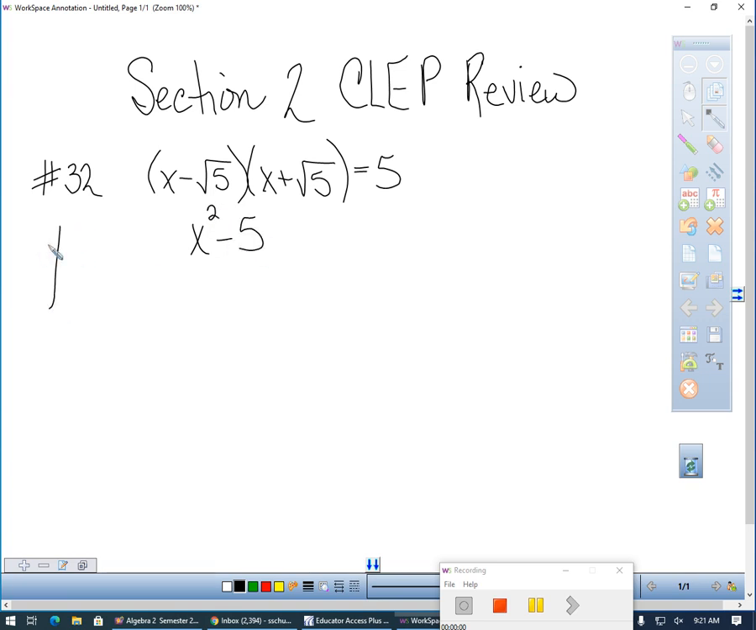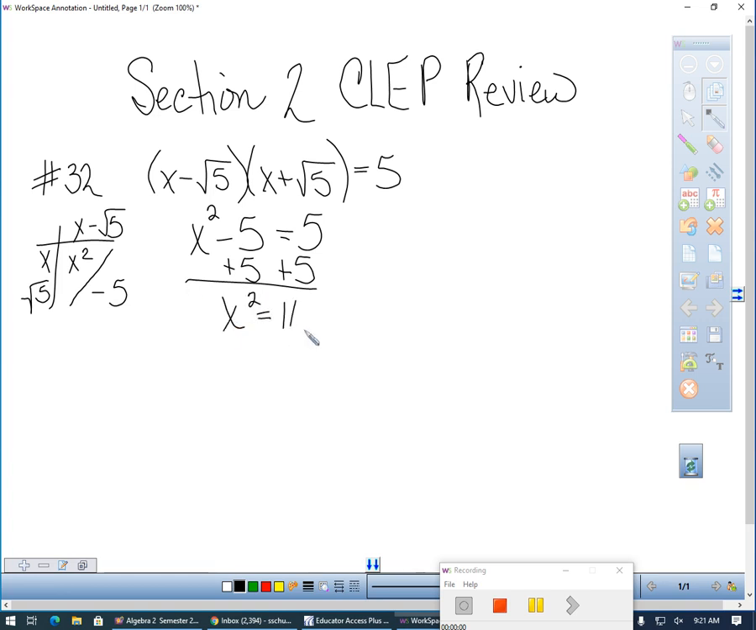If I throw it in the box over here, x minus the square root of 5 times x plus the square root of 5, we get x squared. Our diagonals are going to cancel, negative x square root 5 and positive x square root 5. And then negative square root 5 times positive square root 5 is negative 5. And this equals 5. So if we go ahead and solve this, we're going to add 5 to the right. And of course, we get x squared equals 10. And anytime you square root a variable, of course, you're going to get x equals plus and minus the square root of 10.